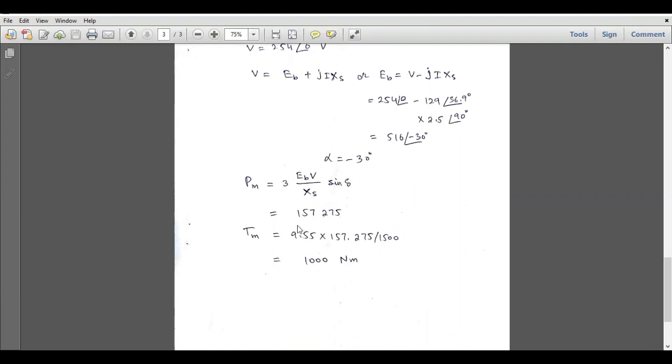157,275, and this is the maximum torque or the pull out torque, and it is equal to 9.55 into PM divided by ns. So this is the synchronous speed, and when we solve this expression, so this is 157,275. There is no dot over here, so this dot is put by mistake. So there is no point over here, and when we solve this expression, we will get 1000 Newton meter as the pull out torque.